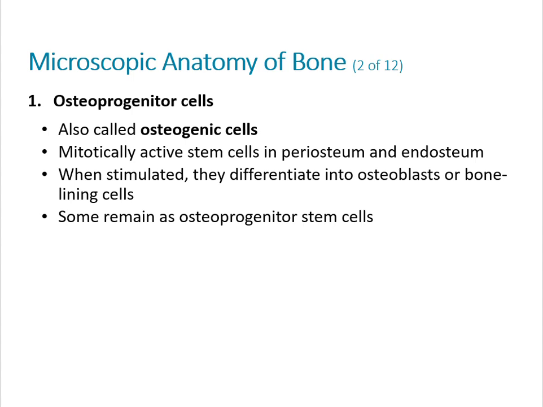Osteoprogenitor cells are also known as osteogenic cells, and they are mitotically active, so they can continue to produce more cells. And that mitotic activity occurs in the periosteum and endosteum, both the outside and inside lining of bone, respectively. We can actually stimulate them and see them differentiate into osteoblasts or bone lining cells. But of course, some remain osteoprogenitor cells.